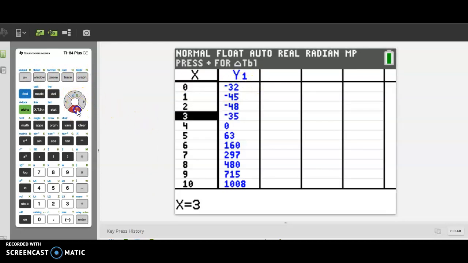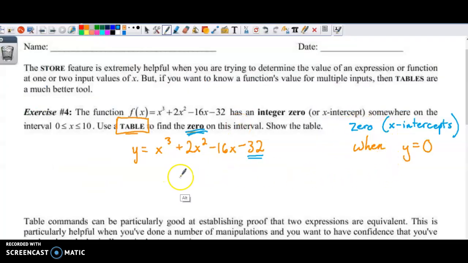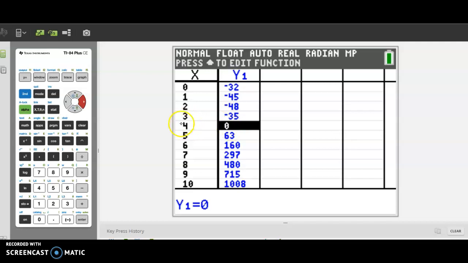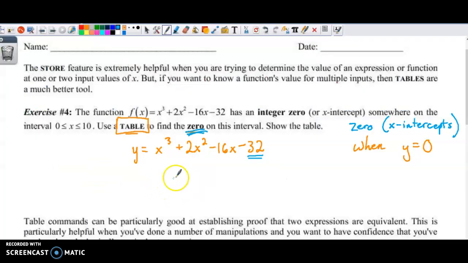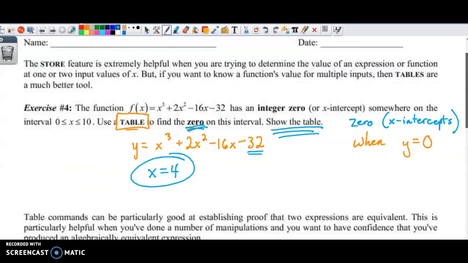And the only thing we care about is when we get a y value to equal 0. And when y equals 0, we got x equals 4. And I know the directions say to show the table. That would take a lot of work. So just a few points would be okay. And, you know, finding all the values would be also okay.